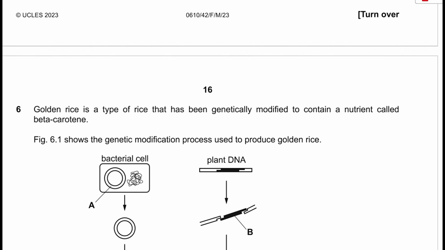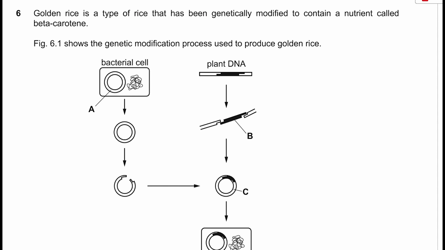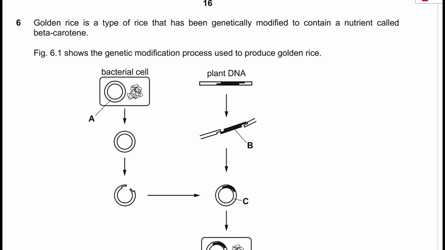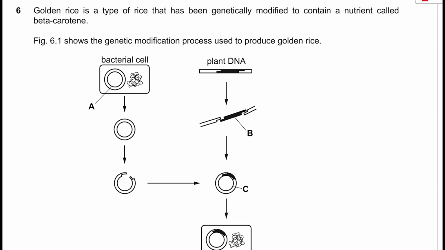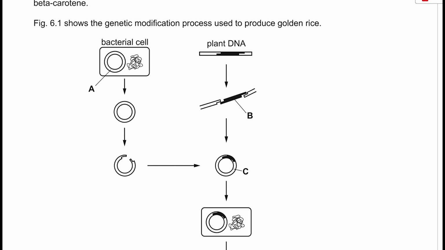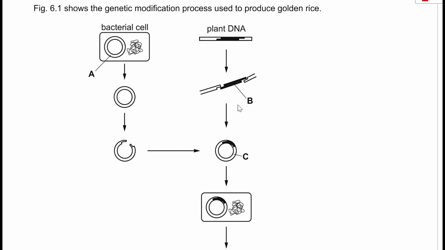Okay, we are on to question number 6, which says that golden rice is a type of rice that has been genetically modified to contain a nutrient called beta-carotene. Figure 6.1 shows the genetic modification process used to produce golden rice. So this is the genetic modification process that can produce golden rice.